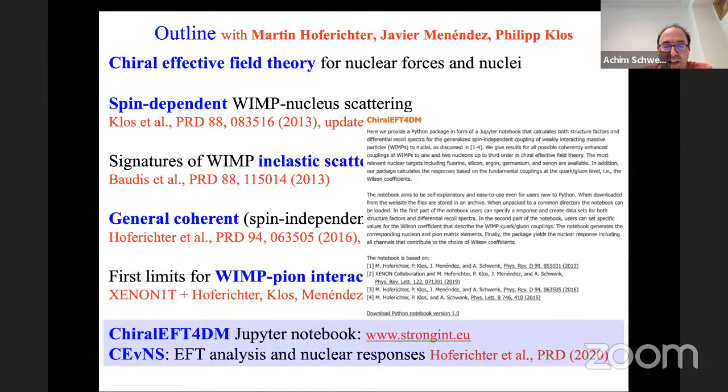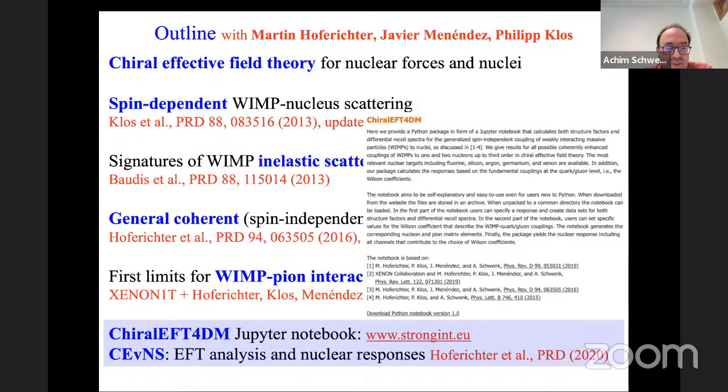And I wanted to say that there are 2 nice resources which we're happy for you to use. We have this Chiral EFT for dark matter Jupyter notebook, which anybody can use to calculate the response functions that I discussed in this talk. You go on this website and you can get some instructions. And if you have any questions, you can also email me or ask here.